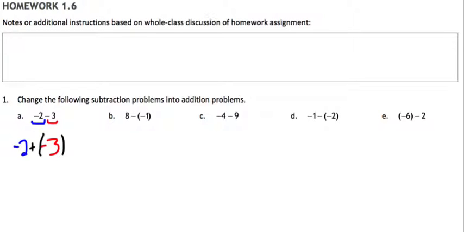Let's take a look at B. So B, we start with an 8, and then we have to combine it with this negative 1. But notice we have two negative signs in a row. There are lots of different ways you can think about this, but here's the way I'm going to encourage you to think about it. We start off with this value of 1. And the negative implies that I now need the opposite of 1. We talked about opposite numbers today. So we have a 1, the opposite of 1 is negative 1. Well, we need to take the opposite again.